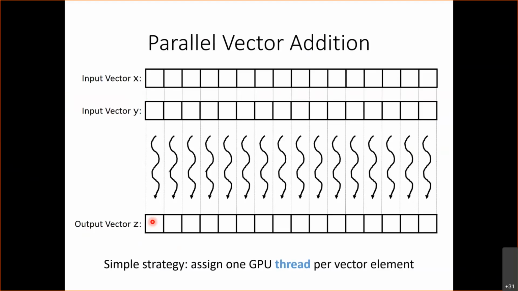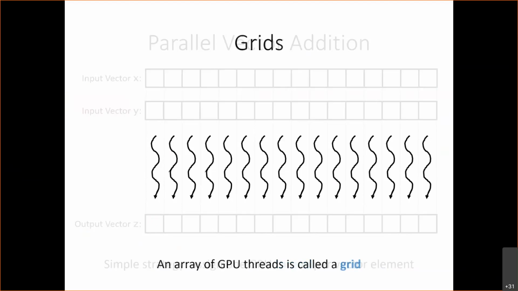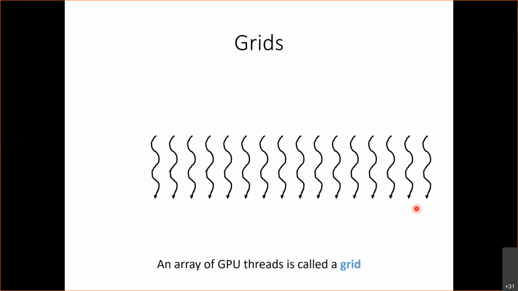Before I talk about how to do this, I want to talk a little bit about how threads on the GPU are organized. An array of threads on the GPU is called a grid. So when we create a whole bunch of threads on the GPU from the CPU to perform some operation, these threads are organized into grids. We say that we launch a grid on the GPU, and the grid is going to be an array of threads that are going to perform some computation.